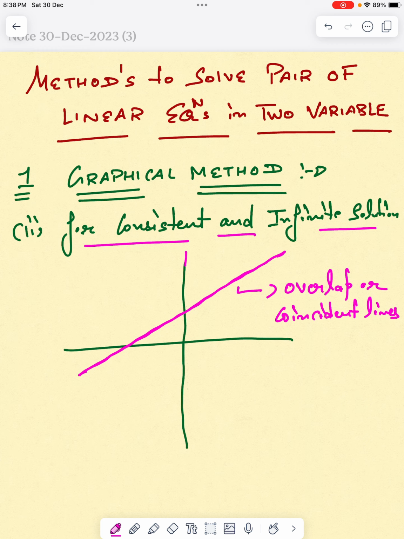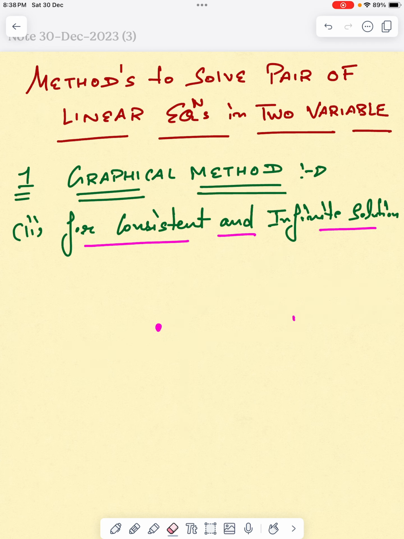Because from the graph itself you can see that the first line intersects the second line at each and every point that I am marking. Because the line is continuous and goes to infinity, you can say it has infinitely many solutions, right? So this is the second kind of graph you may encounter in a problem.